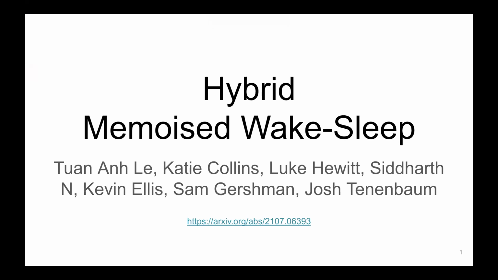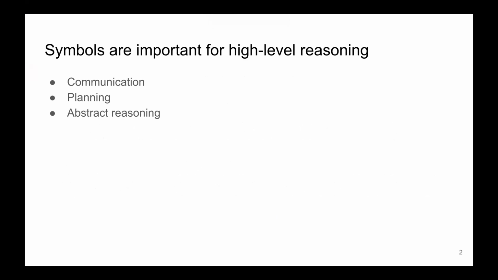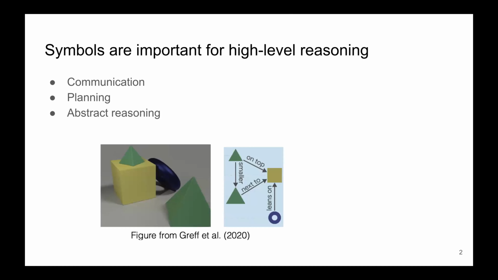Right. Hi everyone, my name is Tuan. I'm a postdoc in Josh Tenenbaum's group, and we're going to share a project that we have worked on together with people on this list. And so the starting point is that symbols are important for high-level reasoning, as we have seen in many talks today. Among other things, it's important for communication, planning, and abstract reasoning.